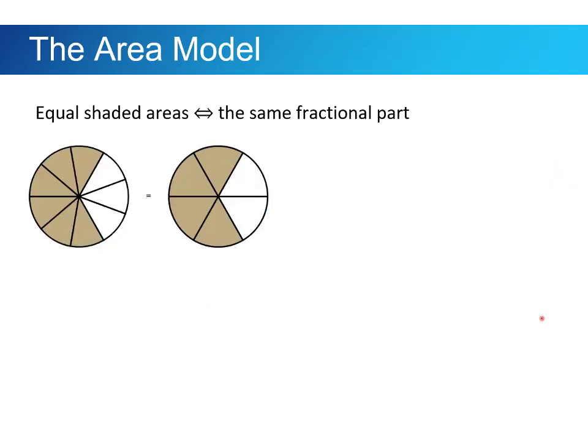Here's one more along those lines. It's a little bit different though. In this case, on the left I have 1, 2, 3, 4, 5, 6. 6 parts out of 9 that are shaded, and on the right it looks like 4 parts out of 6. So 6/9 is equivalent to 4/6.